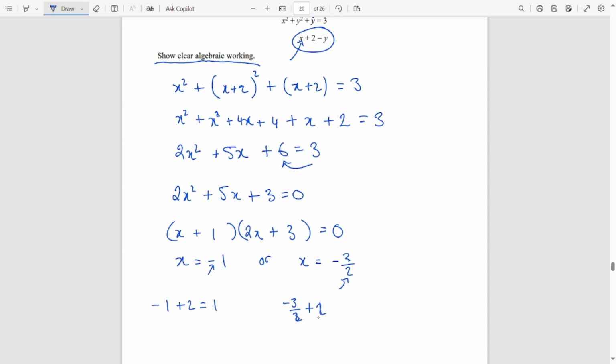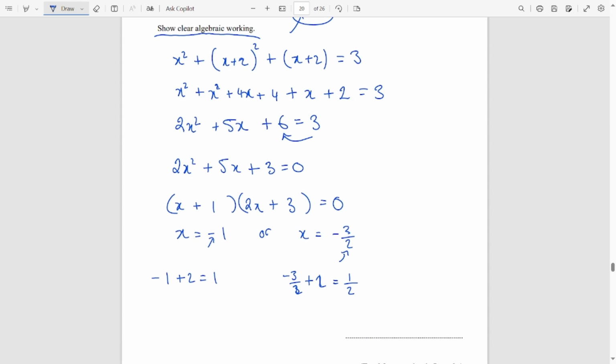minus 3 over 2, plus 2, so this is going to be 2 over 4 over 2, minus 3 plus 4 is 1 over 2. Okay, so these are the two y coordinates here.